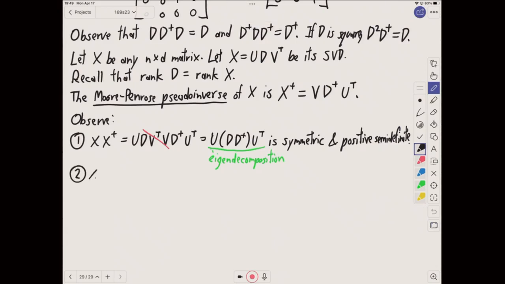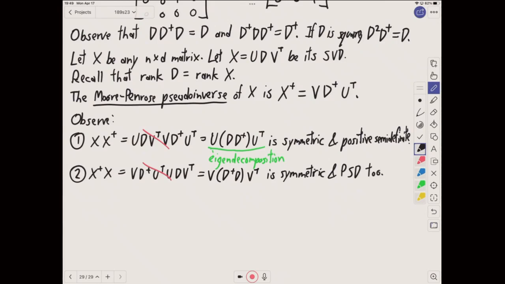We can do it the other way around. We can ask what happens if we multiply X pseudo-inverse by X. Well, now we get V D plus U transpose, U D V transpose. Again, the two in the middle cancel each other out and become the identity matrix. So now we get V times D plus D, V transpose, which by the same reasoning is also a symmetric positive semi-definite matrix. And therefore, X plus X also has eigenvalues that are all either 0 or 1.